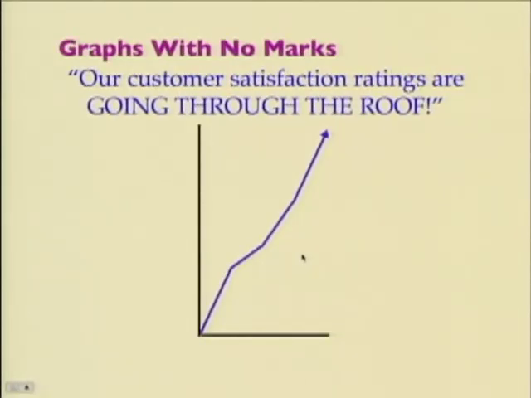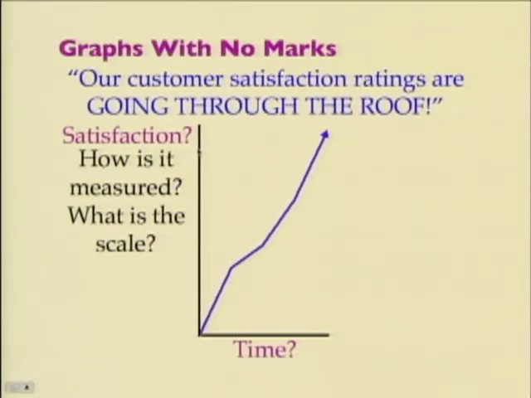So what is this telling you? What are we measuring through here? Time? I don't know. Cars sold? I don't know. And then on the other axis, there's no markings. Satisfaction? How do you measure satisfaction? Do they give a survey? Are they counting the number of people who didn't report them to the Better Business Bureau? And what's the scale? Did they start at 0? I don't know.